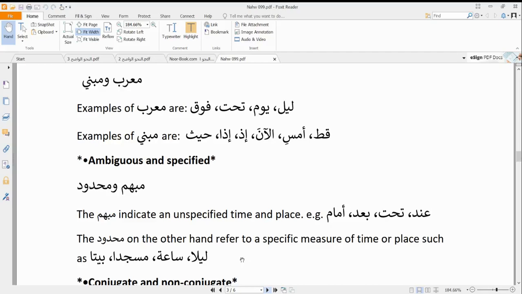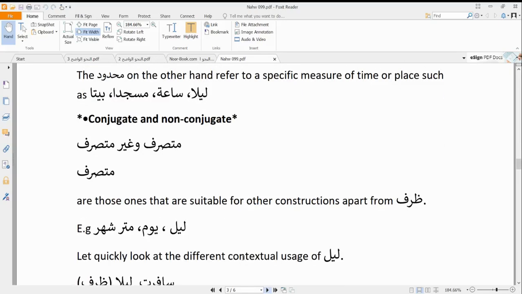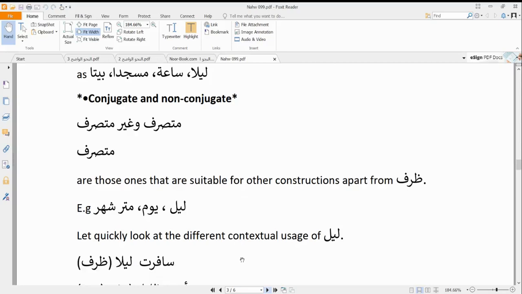So that is our mubham and mahdud in the zarf al-zaman wal-makan. And the final is the conjugate and non-conjugate, that is the mutasarrif and the ghayru mutasarrif. Like we explained before, when we see our zarf al-zaman wal-makan, sometimes they may be in a position where putting fi before it wouldn't make sense, but that is not applicable to all types of zarf. That will only happen to zuruf that are mutasarrif, like laylun or yawmun. You can say akaltu laylan, I ate at night.